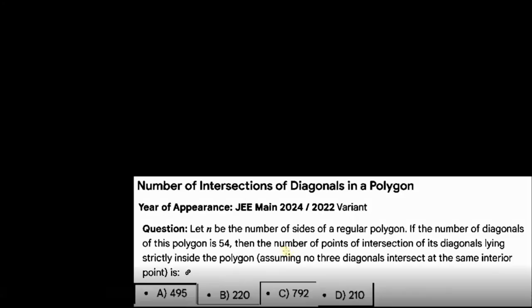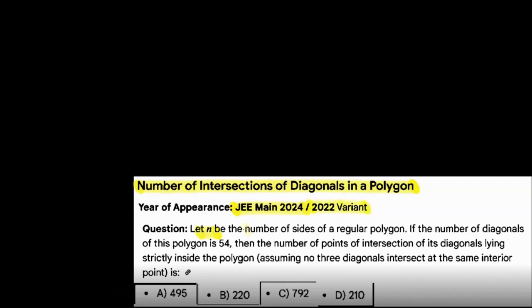Today's topic is permutations and combinations, and we will discuss a question on number of intersections of diagonals in a polygon. This question appeared in JEE Main 2024 and a similar variant in 2022.